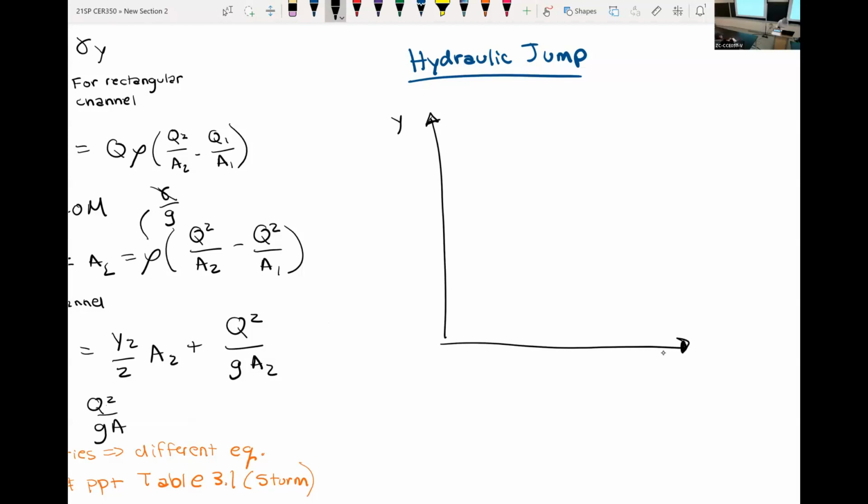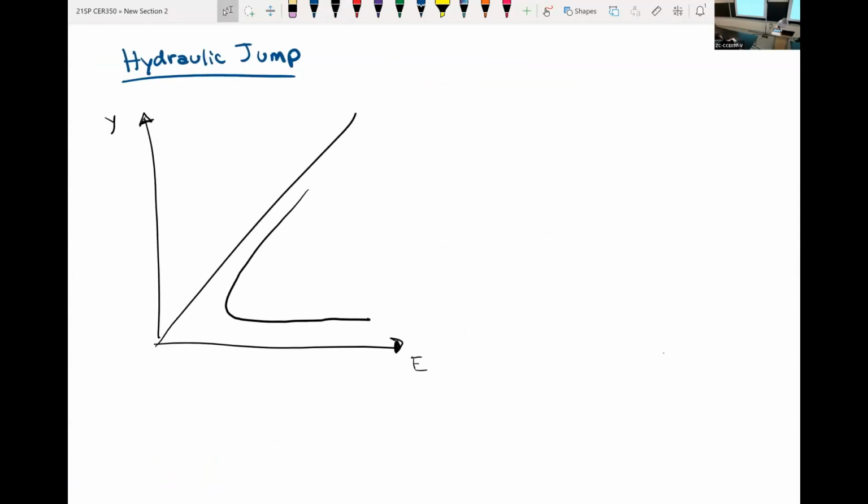You have Y versus E, your one-to-one line. You've got this curve, and we're going to have a good bit of space here, so leave yourself some space to draw 3 diagrams right next to each other. Specific energy diagram. And then we will draw a picture of what's going on in our hydraulic jump.